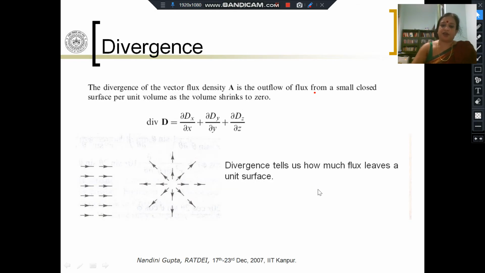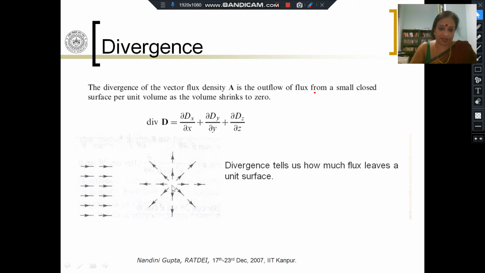Now, if I look at this quantity in brackets, what does this quantity represent? Mathematically, this represents the divergence of the quantity D at a point. What is divergence? The mathematical definition of divergence of any vector flux density is that it is the outflow of flux from a small enclosed surface per unit volume as the volume shrinks to 0. So what does that mean?